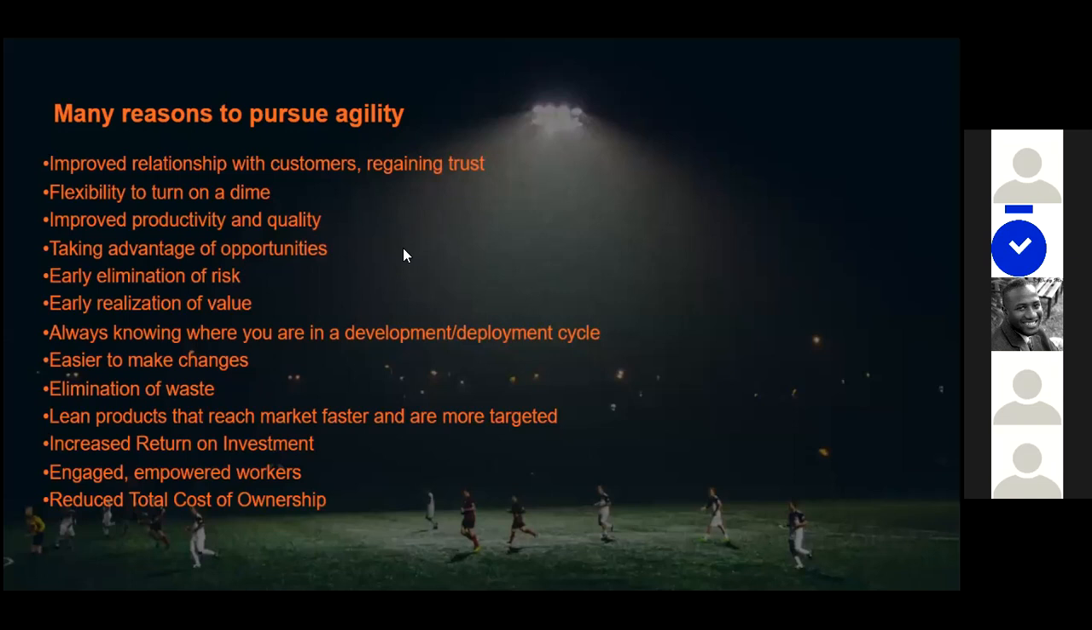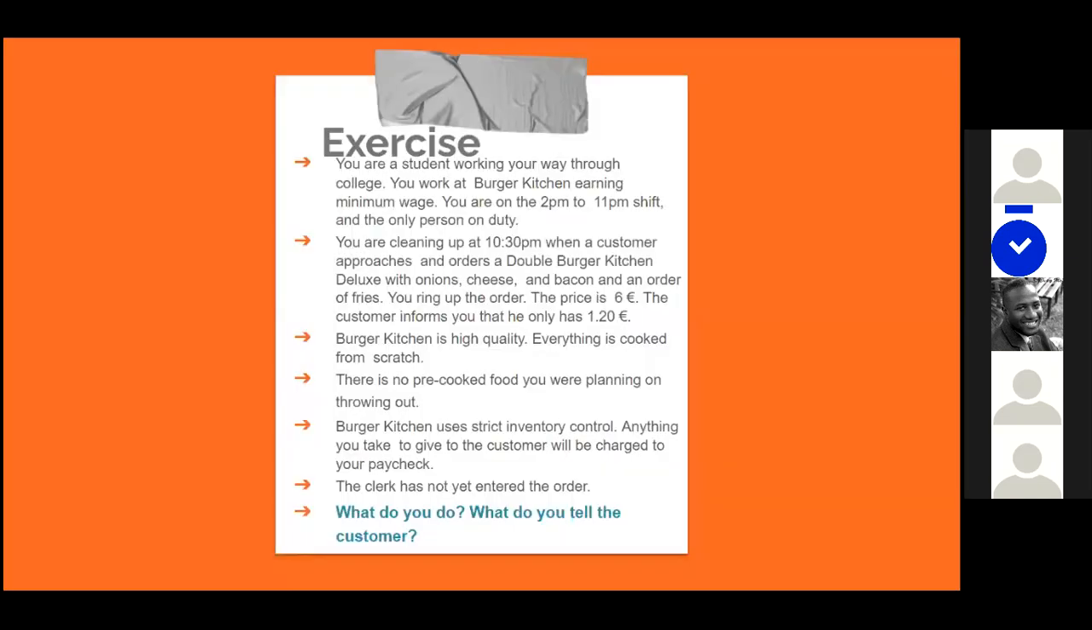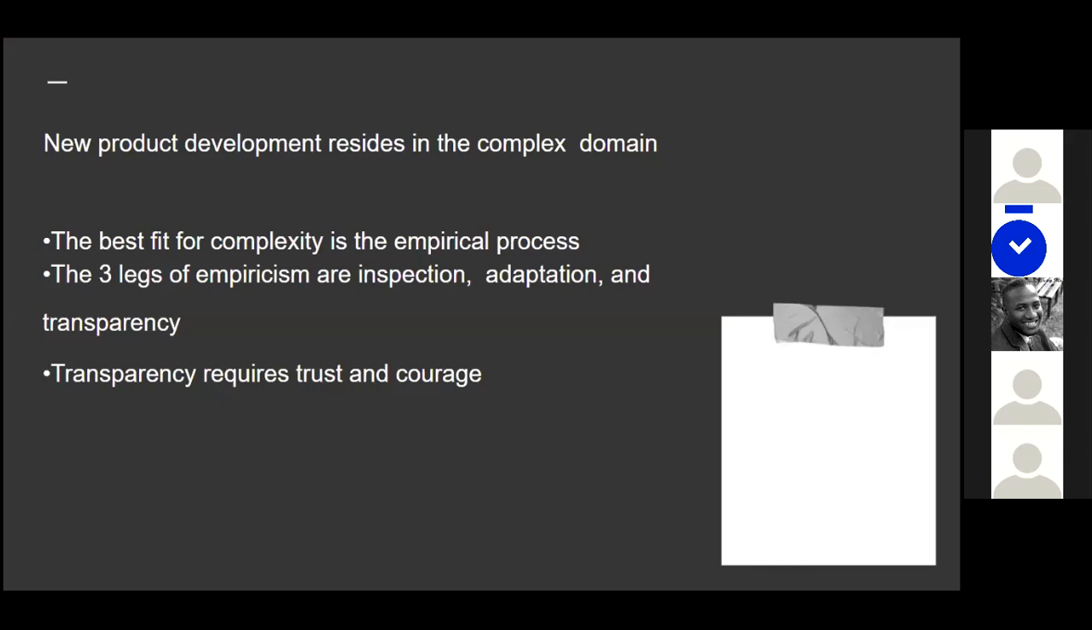And that's where transparency also comes in. We'll see this more as we go along when we begin to talk about Scrum. So new product development resides in the complex domain. The best fit for complexity is the empirical process. The 3 legs of empiricism are inspection, adaptation, and transparency. Guys, if you understand this, then you understand what agility is all about.